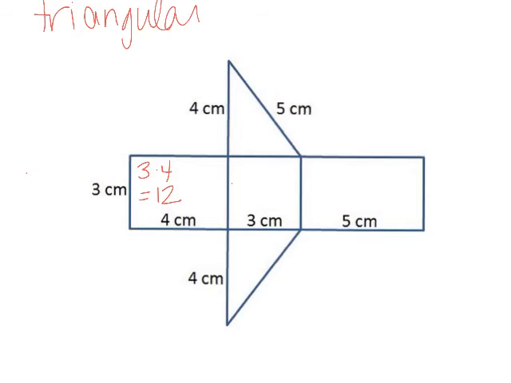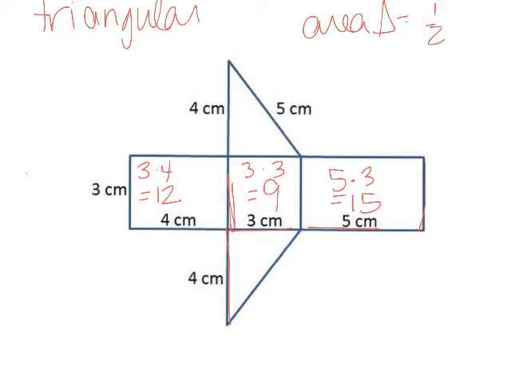All right, so then in the middle here, this is 3 by 3. It's a little square, so that gives us an area of 9. And then this here is 5 by 3, so 5 times 3 equals 15. Now we have the triangle. Remember, area of a triangle is 1/2 base times height, or base times height divided by 2. So this is going to be 4 times 3 divided by 2. So 4 times 3 is 12, divided by 2 is 6.